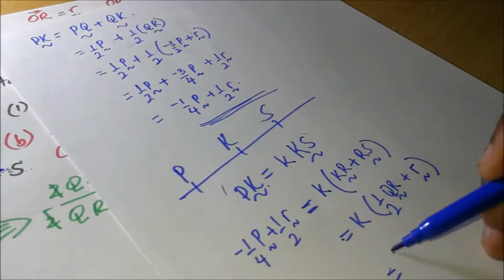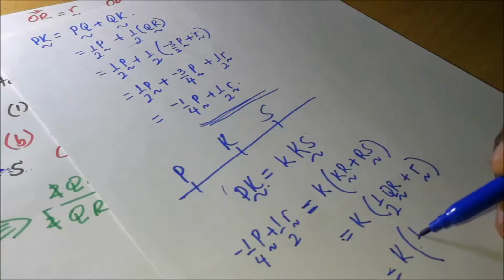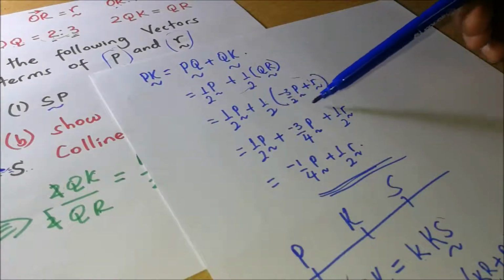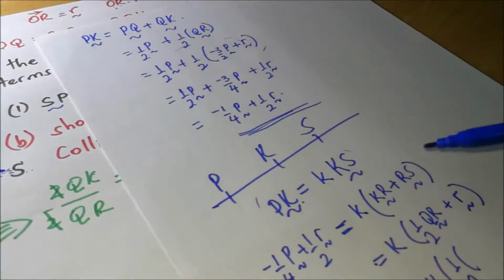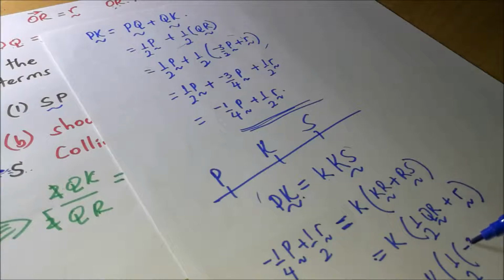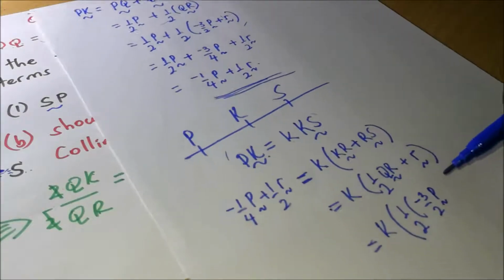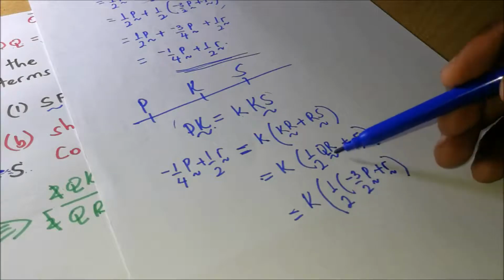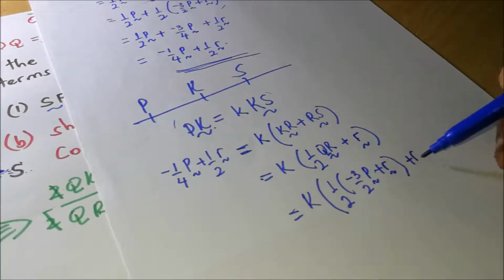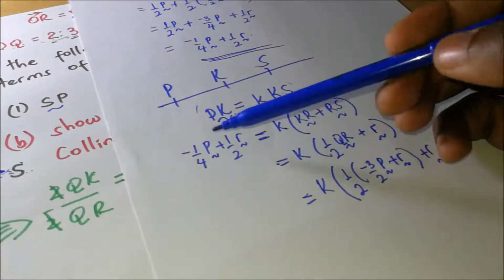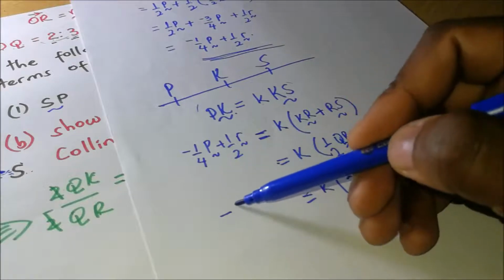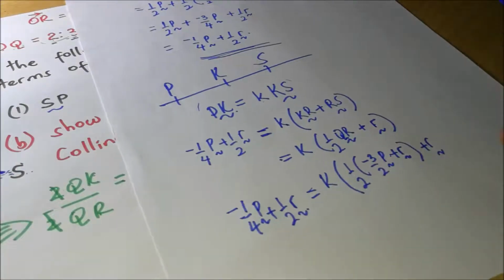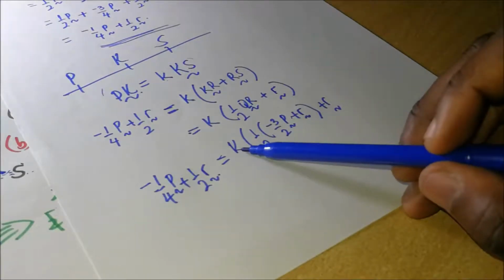So can we get QR? This is going to become K into a half times QR. Now we already got QR in our previous question. We were looking at QR, we got it as this expression. So we're just going to copy that expression down here. So QR is negative 3 over 2P plus R. That is the QR. We've just put it there, then plus R. That is equal to the remaining bit here, which is negative a quarter P plus a half R. So we're just going to go ahead and simplify this and make sure we find the value of K.